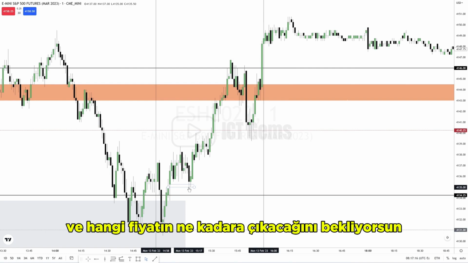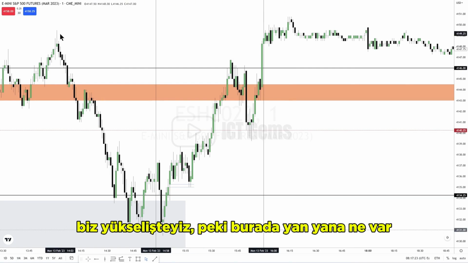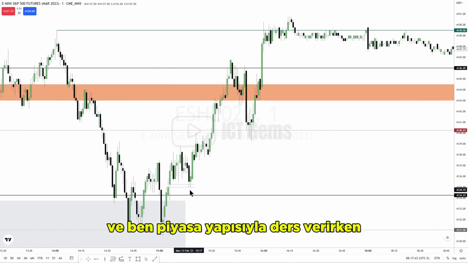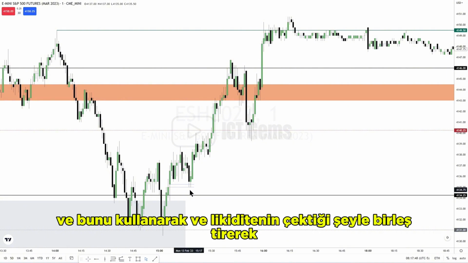Price to run to what? Buy side. We're bullish. So what's above here? Buy side. So buy side's resting there. So this run from this high down, remember I was teaching with market structure, institutional market structure, and coupling it with what?